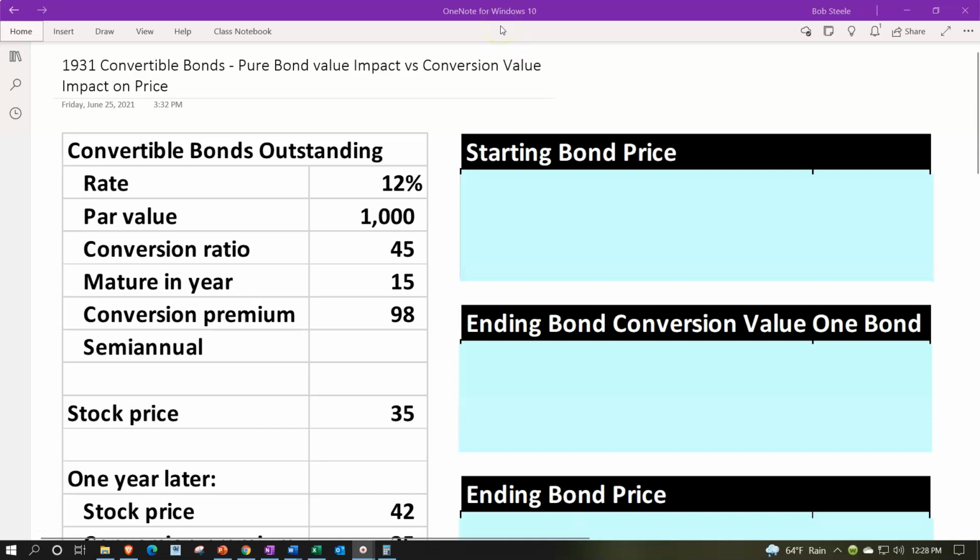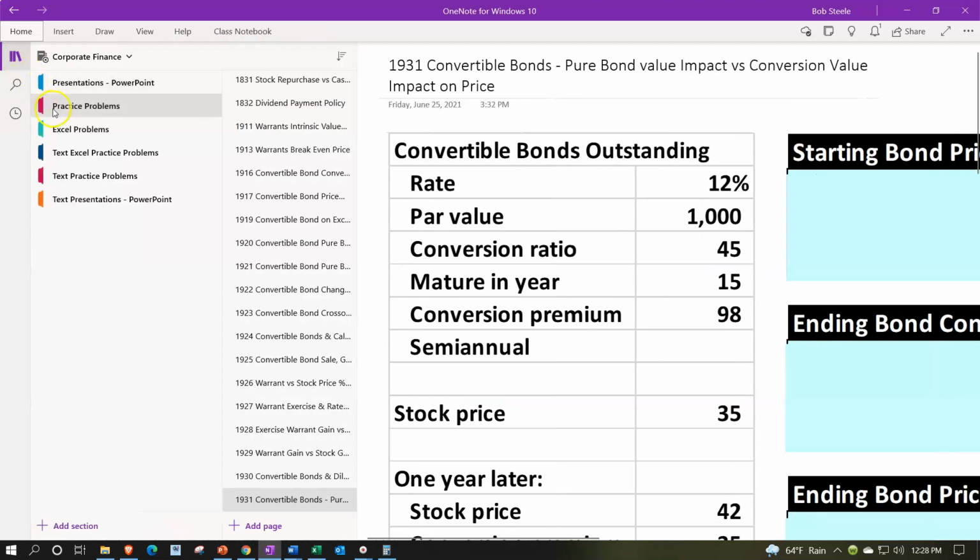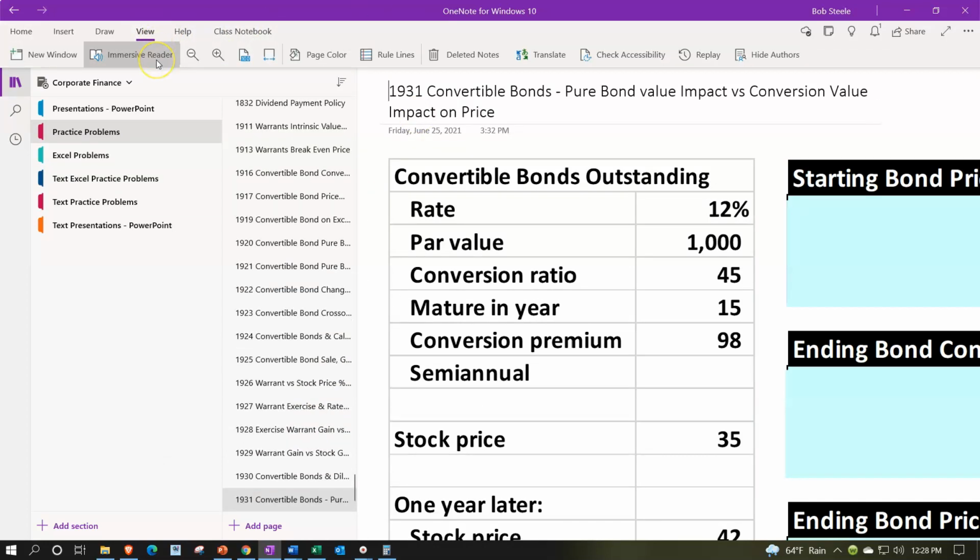If you have access to OneNote and would like to follow along, you're not required to, but if you would like to, we're in the icon on the left-hand side. We're in the Practice Problems tab, down in the 1931 Convertible Bonds, Pure Bond Value Impact versus Conversion Value Impact on Price tab. Also note, when using OneNote, take a look at the Immersive Reader tool.